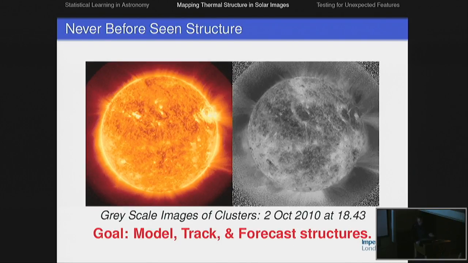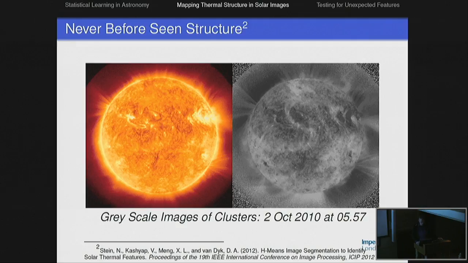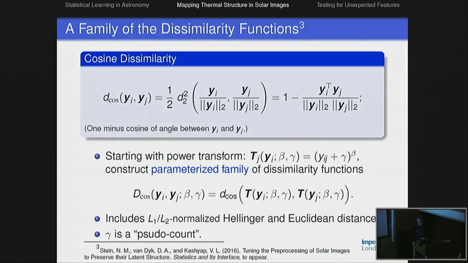But we still have reasons to think, if you're going to pick something, pick Hellinger distance instead of Euclidean distance. But is it really the right thing to use? Is it really the right metric that we want to use? So more recently, we tried to do a little bit of work to optimize that metric. Okay, so that's what I'll discuss now. This is something that should appear in a few months.